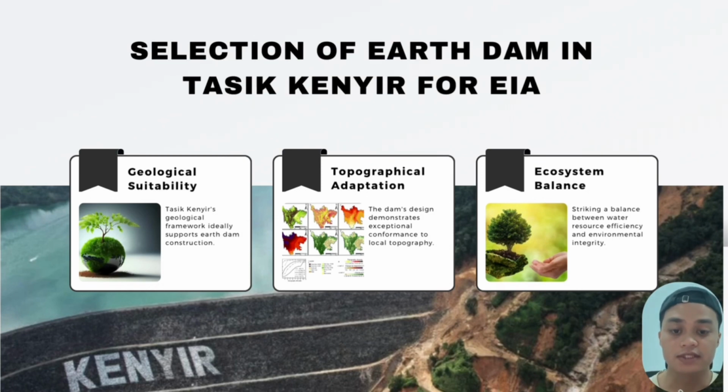In this project, we chose Tasik Kenyir for our EIA in hydraulic structure. We chose this dam because of geological suitability. Tasik Kenyir's geological framework ideally supports earth dam construction. Second point, topographical adaptation. The dam's design demonstrates exceptional conformance to local topography. The third point is ecosystem balance, striking a balance between water resource efficiency and environmental integrity, because the dam needs an efficient water resource to operate the hydraulic structure.